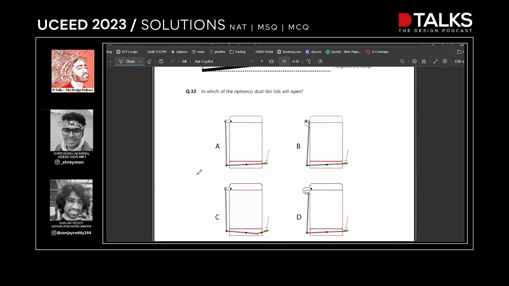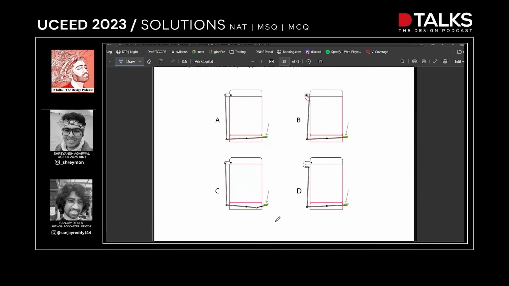Which of the options will the dustbin lids open? Let's go one by one again. So we're putting the force here, so this goes down. These dots represent hinges, right? So if this is a hinge, this goes down, this part will go up. That means this particular thing will also go up. Now, since this is a hinge, this part will want to go down. So option A is wrong. You want it to open instead of close.